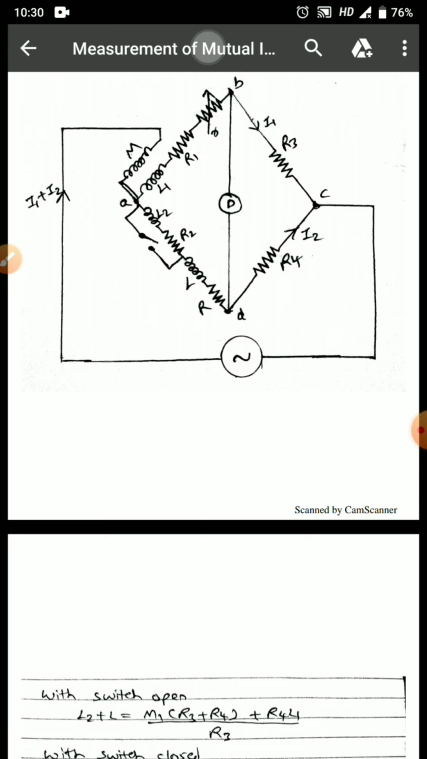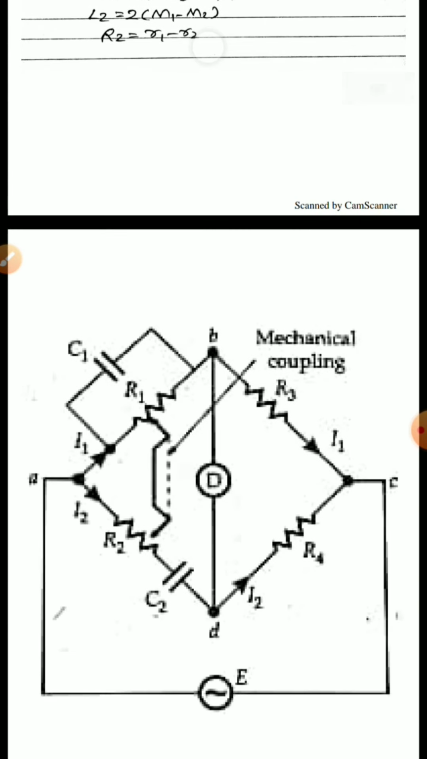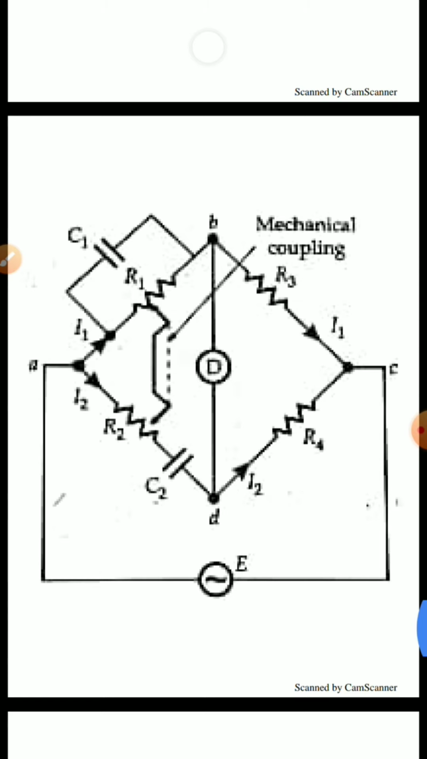Now moving further, let us discuss what is a Wein's bridge. Wein's bridge is primarily used for frequency determination, right? So let us look into the circuit of a Wein's bridge.